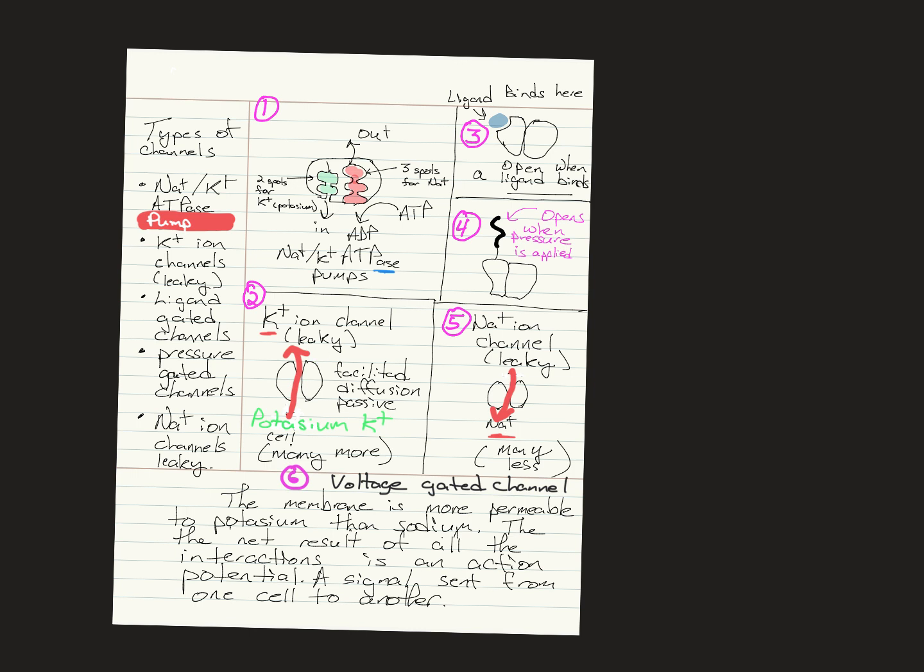These two are leaky channels. These are actual channels, not pumps. There's no energy required because this is passive diffusion. So this was moving potassium in. You need ATP to do that. But here, this was allowing potassium to go out. So potassium ion goes out. It's called facilitated diffusion. It's passive. It has no extra energy required, no ATP required.